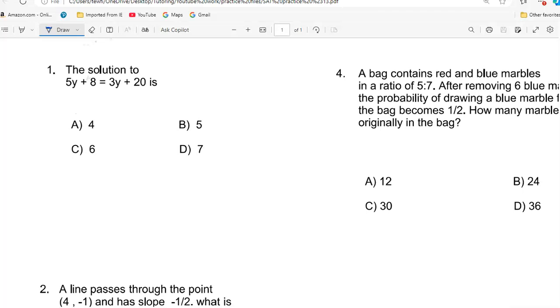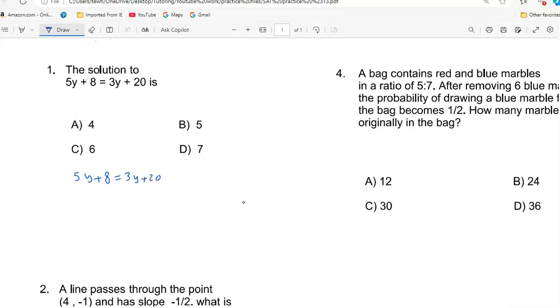Alright, let's go over these problems. The first one here: the solution to 5y plus 8 equals 3y plus 20 is... alright, give it a try. Here it is. 5y plus 8 equals 3y plus 20.